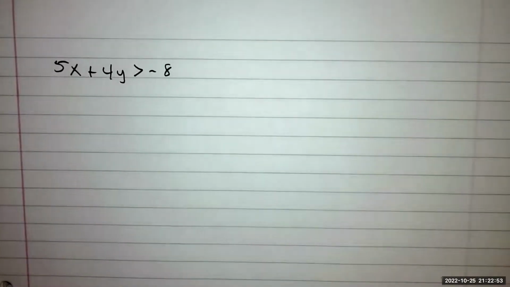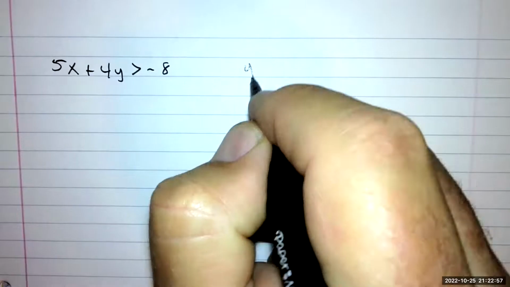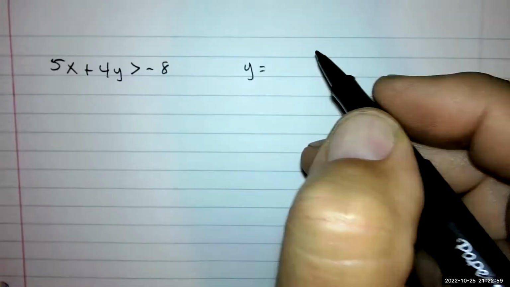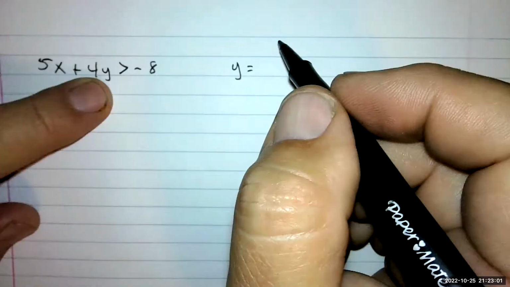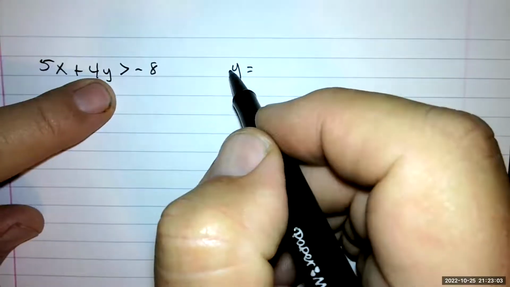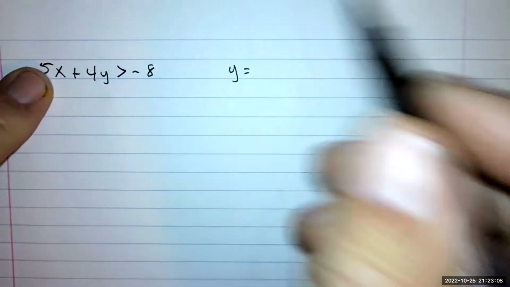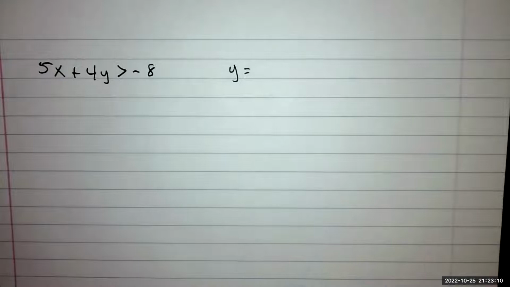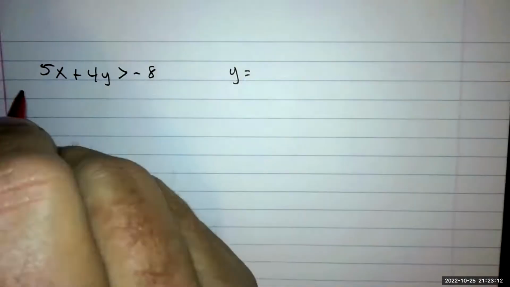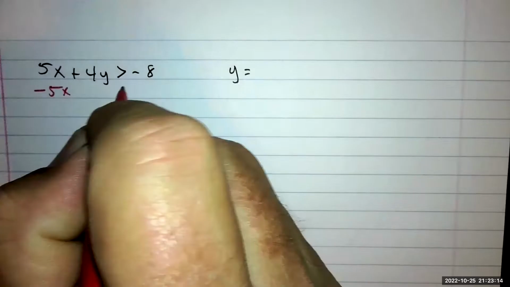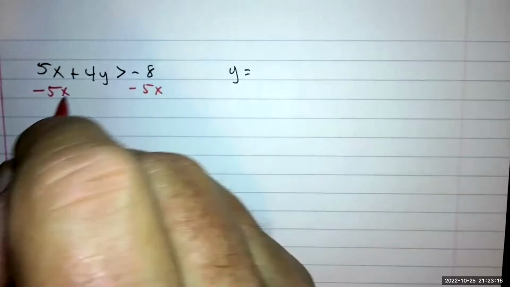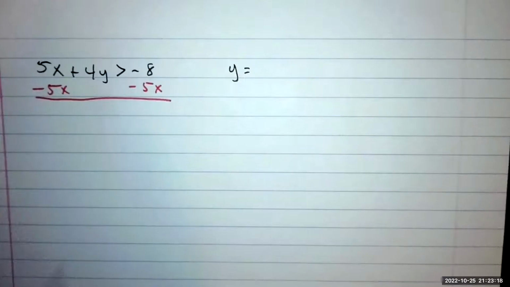Here is the problem that we were just given, and we are to put this in y-intercept form, slope-intercept form. So we have to have y equals. What's our variable? It's y, because we want y equals. What's being done to y? It's being multiplied by 4 and added by 5x. We always get rid of the add and subtract first, so we're going to subtract 5x from both sides. You're always going to move the x over first when you're solving for y.